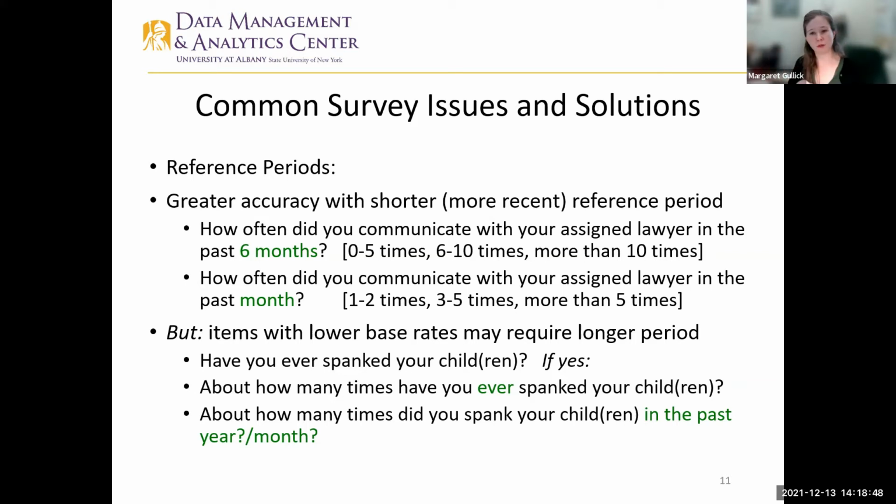And then if you put a reference time on that, about how many times did you spank your child in the past year or month, maybe it didn't happen in the past month, maybe even in the past year. So this is really something where you're going to have to figure out based on your question, your population, and exactly what you need to know. Again, this isn't a right or wrong way to do it, but it's something really important to keep in mind when setting up your questions.